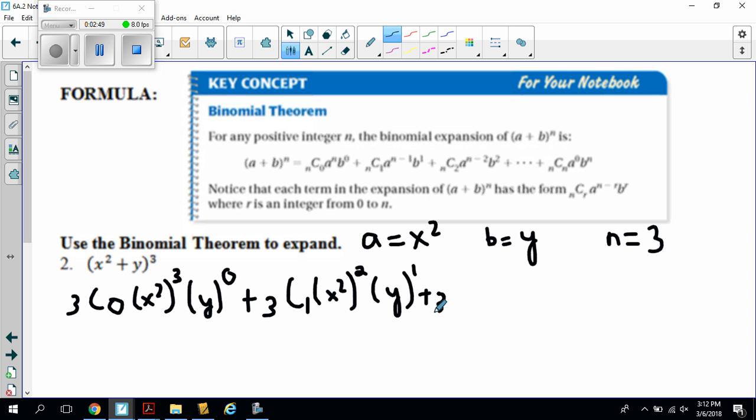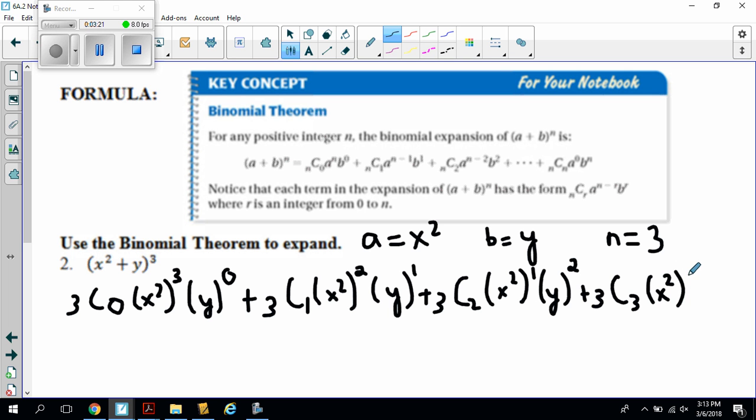Now we do 3 choose 2. Once again, we have our a value, which is x squared. Now, once again, since we're going down in our exponents, this is going to be 1. And then our y, we're going to increase. So we go from 0 to 1 to 2. And then our last one, we're going to add our last combination, which is 3 choose 3. So here we're going to have x squared to the 0 power, and then y to the third power.